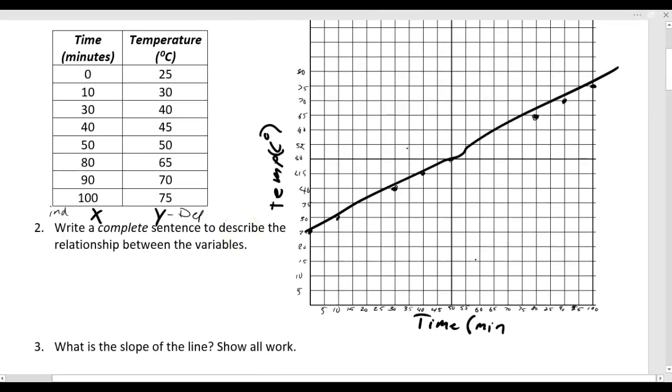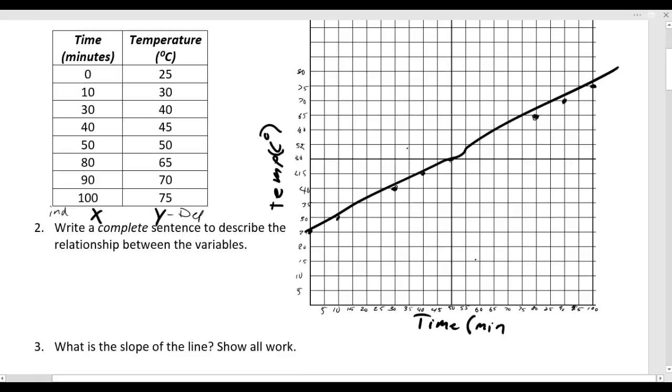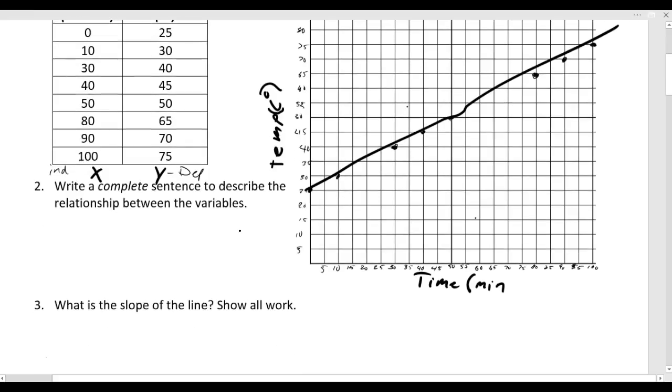These are analysis questions that we have. I hope you followed along. You do have that paper in front of you, so follow along. It's going to allow you to analyze this. Write a complete sentence to describe the relationship between the variables. We always write a sentence that relates one to the other. For example, as time increases, what occurs to temperature?